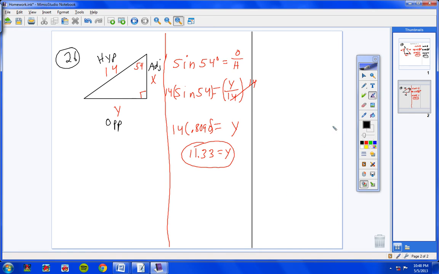Okay, now let's go ahead and use cosine. So cosine of 54 degrees equals adjacent over hypotenuse. All right, so cosine of 54 degrees equals adjacent x over hypotenuse 14. The bottom is 14. So we multiply the right side by 14, and we multiply the left side by 14. The 14's cancel, leaving you with x. Over here we have 14 times cosine of 54, which would be 0.5877.